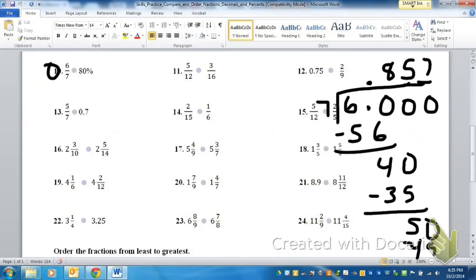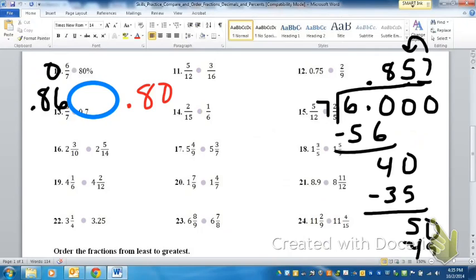Now I can go ahead and stop here because I have 857 thousandths, but the 7 tells me to raise the 5 to a 6. So this is going to be 0.86. I'm sorry, 86%. And 0.8 or 0.80. So 86 is greater than 80. So 6/7 is greater than 80%.